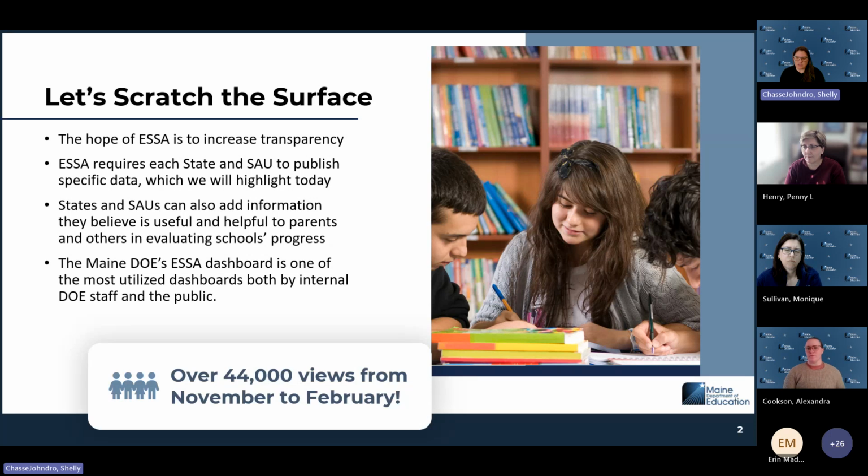The ESSA dashboard is one of the Maine DOE's most utilized dashboards, both by internal DOE staff and the public. It is also utilized in the Maine accountability system, known as the Maine model of school support. Fun fact, there has been over 44,000 views from November 2024 to February 2025 of this dashboard. The ESSA dashboard gets about twice as many hits as other Maine DOE data dashboards combined.